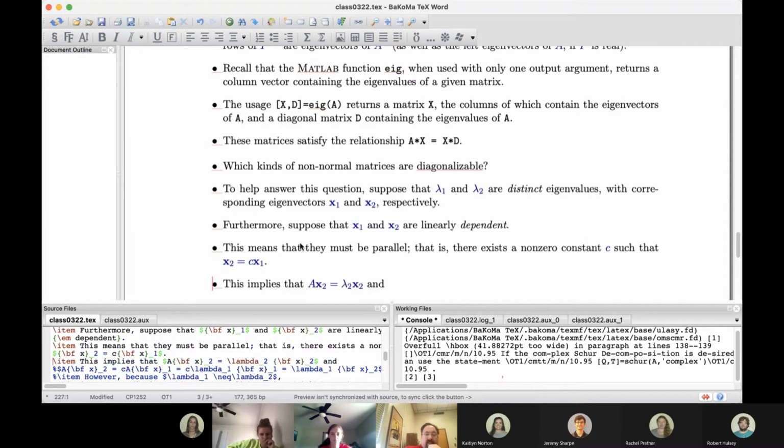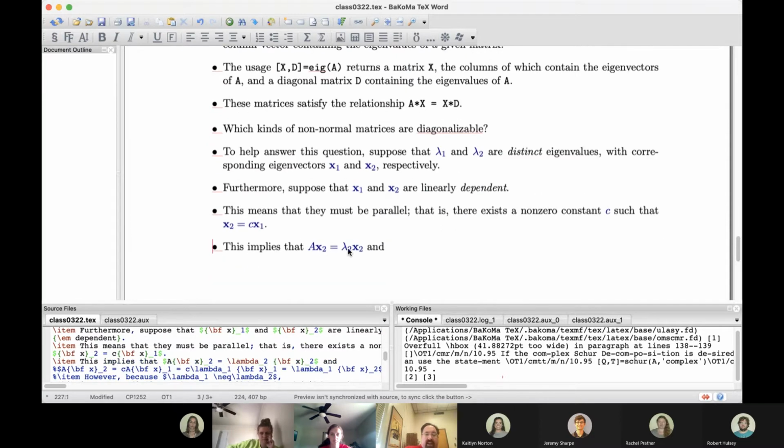Now, if I multiply x2 by A, I get lambda 2 x2. But I can also say Ax2 is equal to A times cx1, because that's what x2 is equal to. But Ax1 is lambda 1 x1, because x1 is an eigenvector of A with eigenvalue lambda 1. But cx1 is x2. So I have Ax2 is lambda 2 x2, and Ax2 is equal to lambda 1 x2.